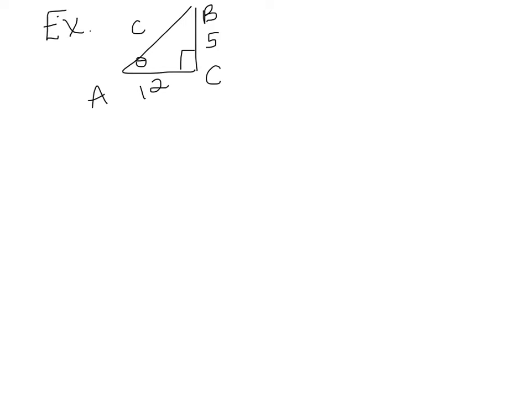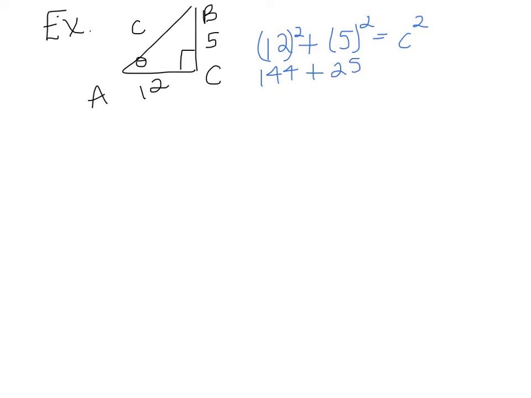So for our first example, they want us to find the value of each of the 6 trig functions given this triangle. Here's theta. We got little a is 5, little b is 12, and we're missing c. So because we're missing one of the sides, we're going to use Pythagorean theorem. 12 squared plus 5 squared equals c squared. And it doesn't matter if you put the 12 before the 5.